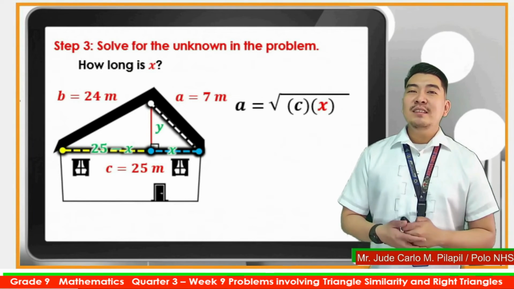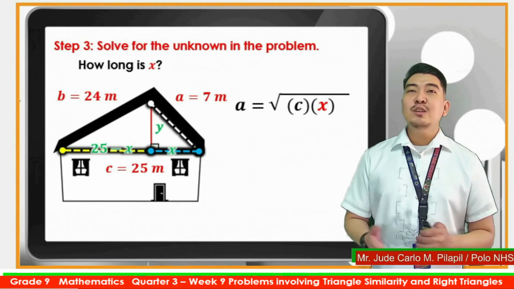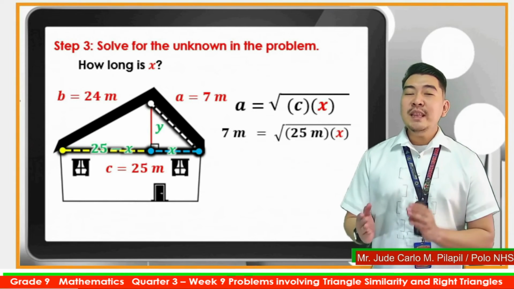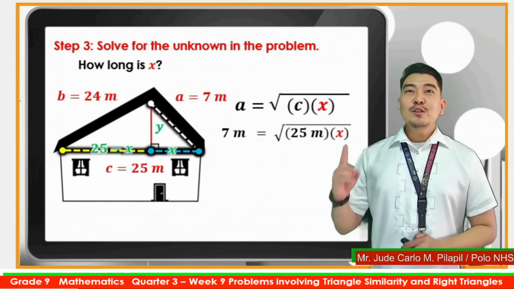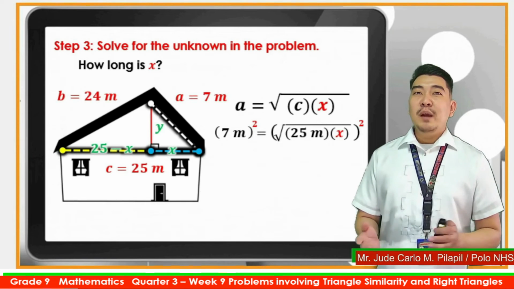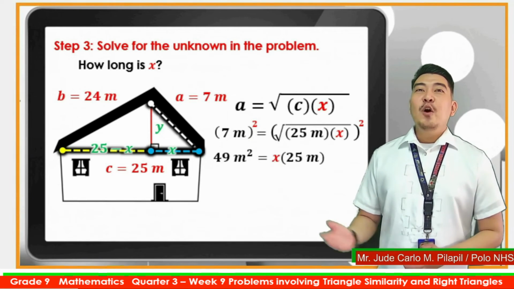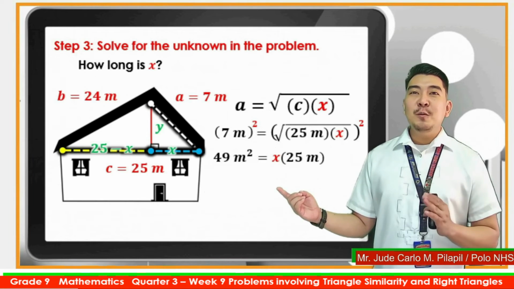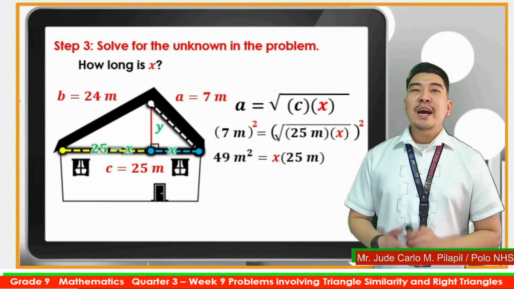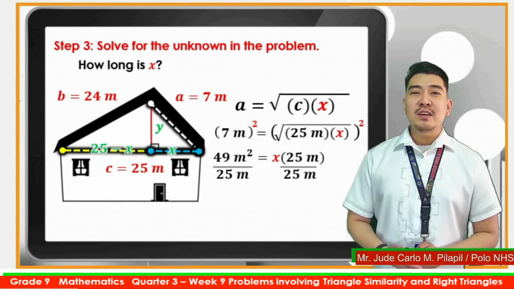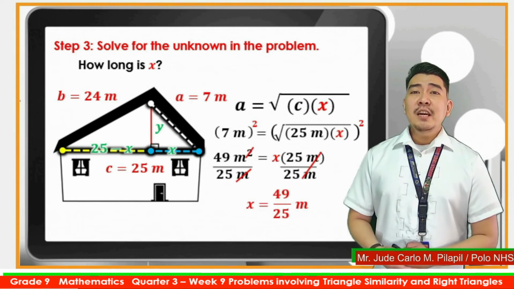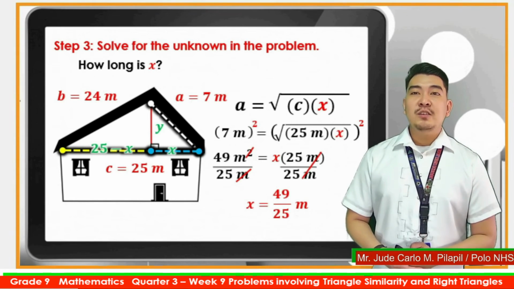We can find how long is X by substituting the values to the formula, obtaining 7 meters is equal to the square root of 25 meters times X. To solve for X, we need to square both sides of the equation. Squaring the terms will result to 49 square meters is equal to X times 25 meters. Next, we need to divide both sides of the equation by 25 meters to get the value of X. By cancellation, X is equal to 49 over 25 meters.